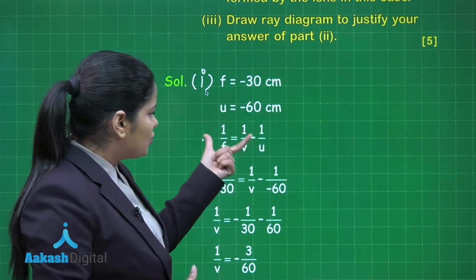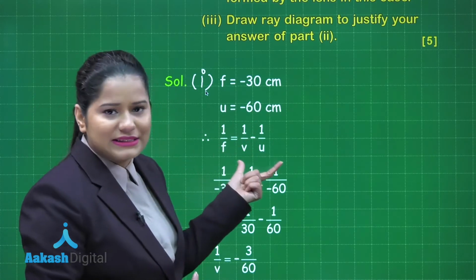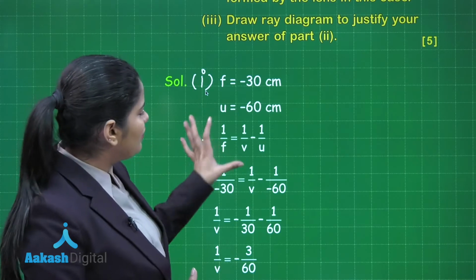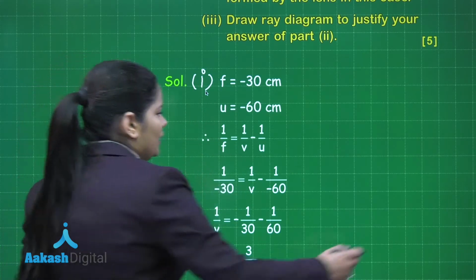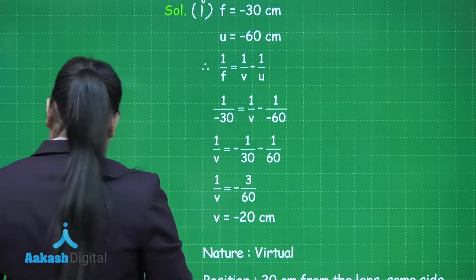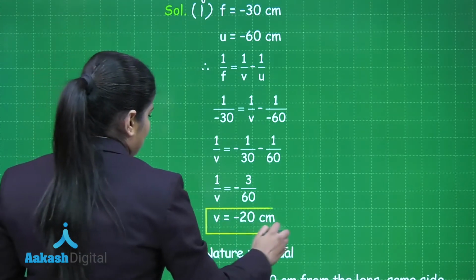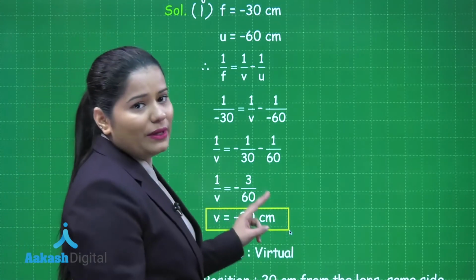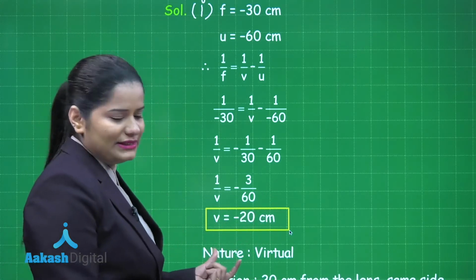Further, you need to put this formula, that's the lens formula. When you substitute the values in this formula, you will be able to find out the image distance, which comes out to be 20 cm, that is minus 20 cm.